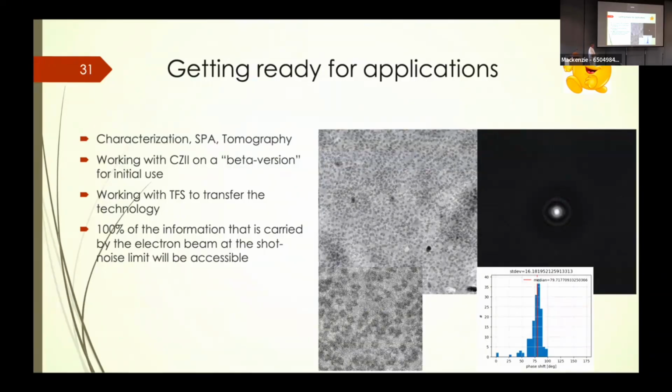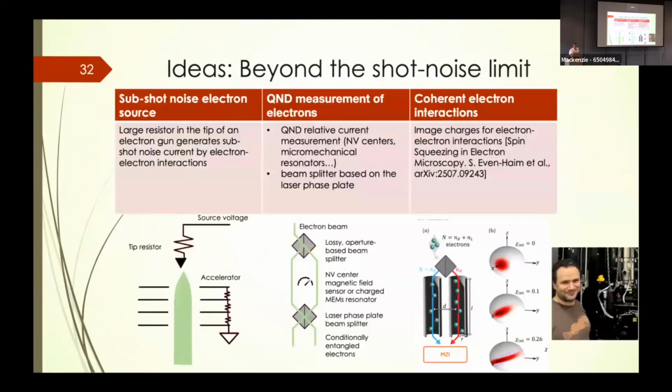We're working with the Chan Zuckerberg Imaging Institute to set up a beta version of the system that could be a first kind of user facility. We're also working with Thermo Fisher to transfer the technology. And the dream is that that would make 100% of the information that is carried by the electron beam available to users. And so at the shot noise limit, so beyond the shot noise limit, give me 30 seconds for that.